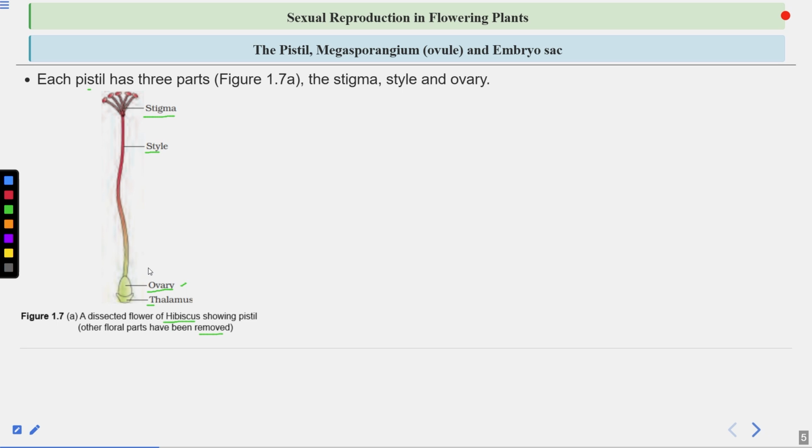All the four whorls are there. The sepals are there, the petals are there, and the androecium is there, right? But this is showing the female reproductive part only, which consists of three distinct parts: stigma, style, and ovary.